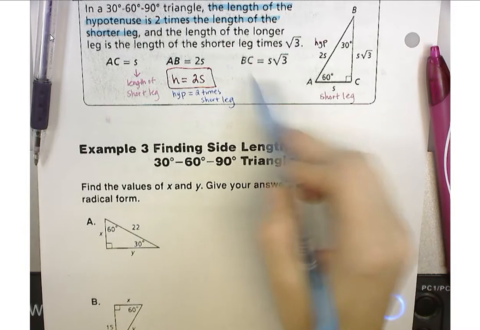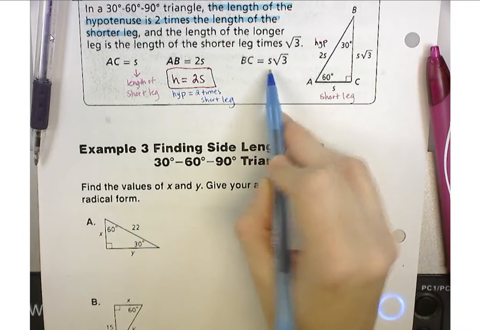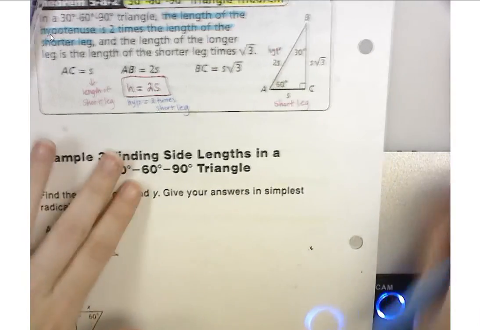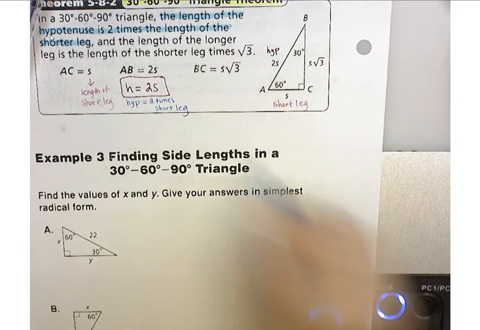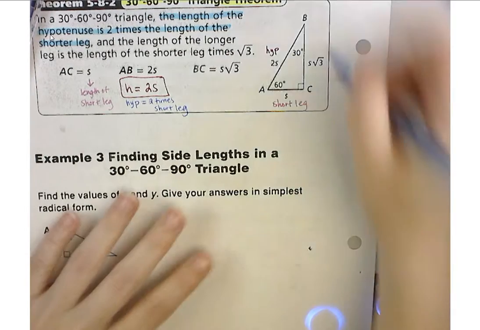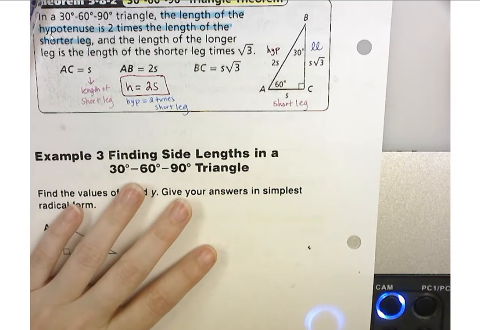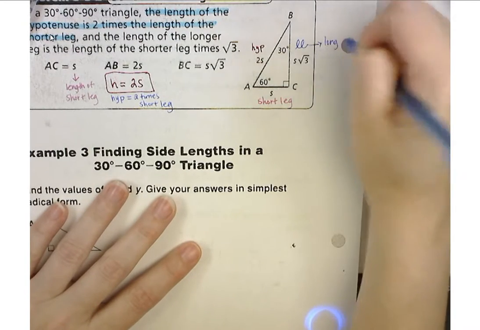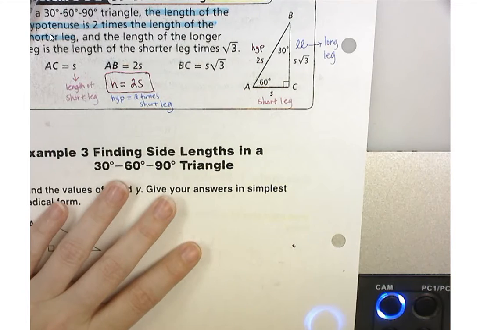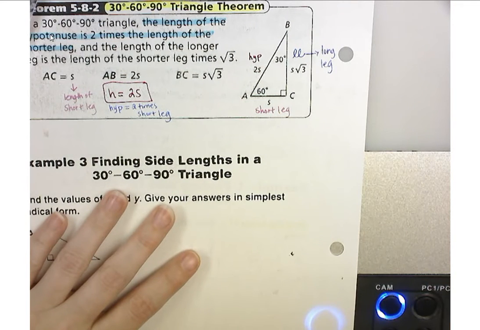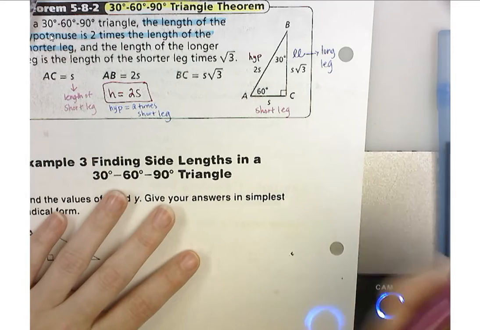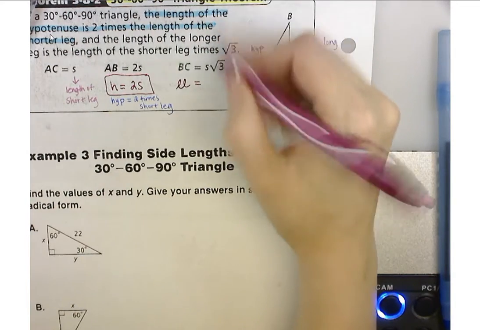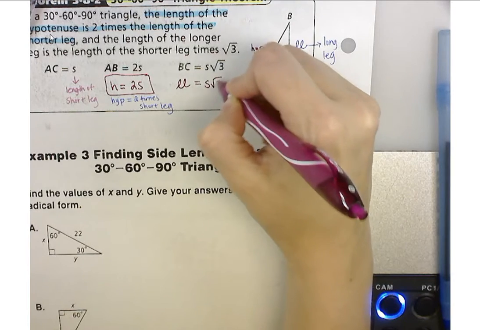Now, the other leg is going to be found by doing the short leg times root 3. Because this is the short leg, I call the other one the long leg. See how they called it BC? I call it LL, long leg. So LL means the long leg. That's what I'm going to write here: the long leg is going to equal the short leg times the square root of 3. So S times root 3.